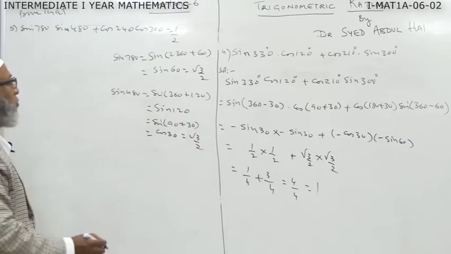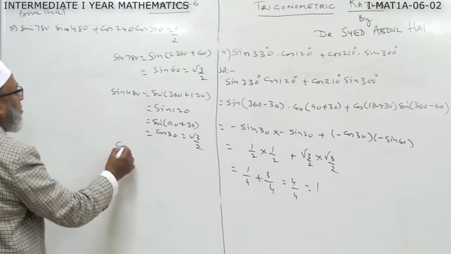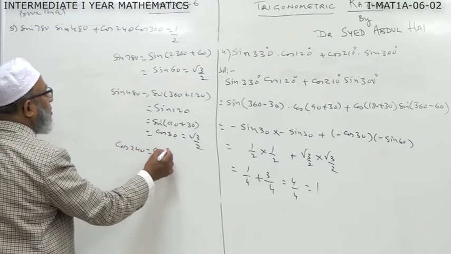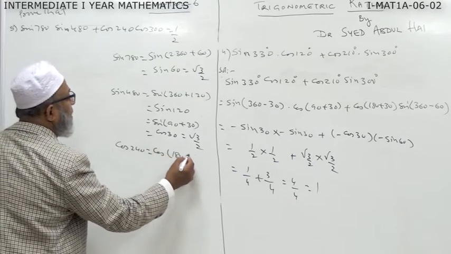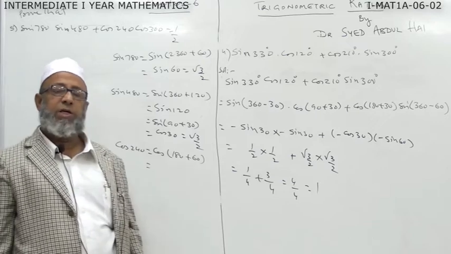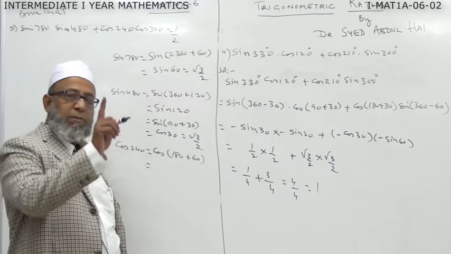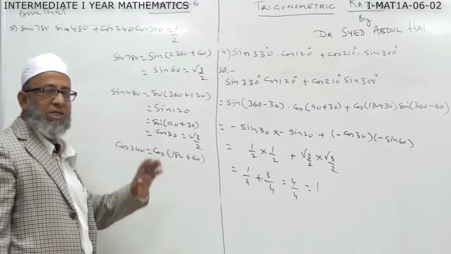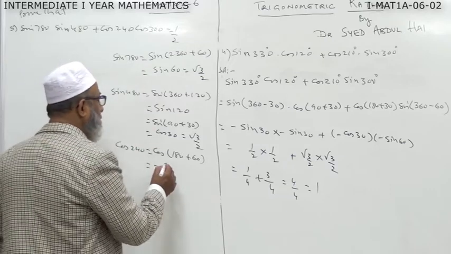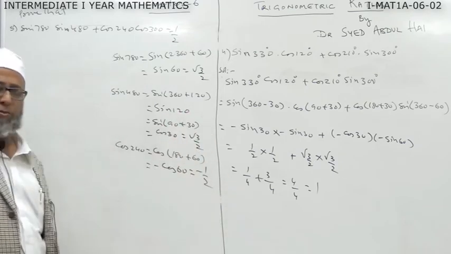Now, cos 240. Cos 240 is equal to cos 180 plus 60. 180 plus 60. Which quadrant? Third quadrant. Is it clear? All silver teacups. Tan is positive. Cos is negative. It remains as it is. Cos 60. Cos 60 is equal to minus 1 by 2.